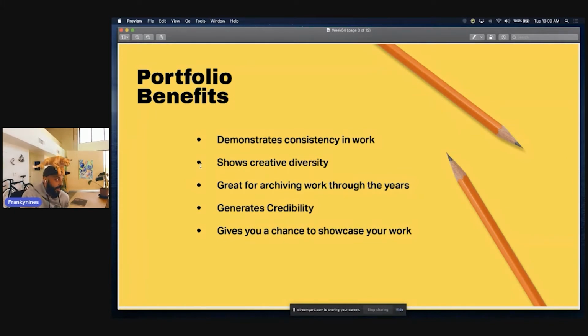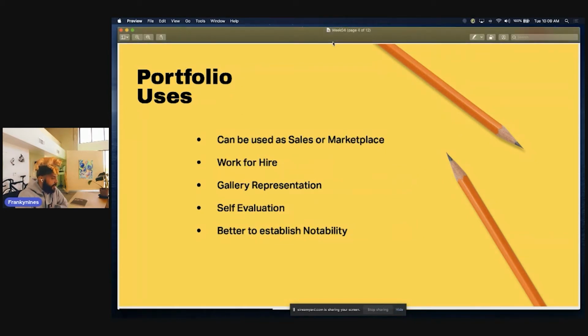I think a showcase body of work, or looking at a piece of work with a description and talking through that project, sometimes is really good. So those are just some of the benefits. Some of the uses I kind of already touched on: it can be used for your sales or marketplace examples, and work for hire work, which I get brought into a lot.